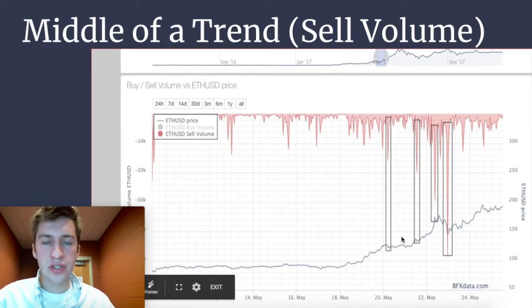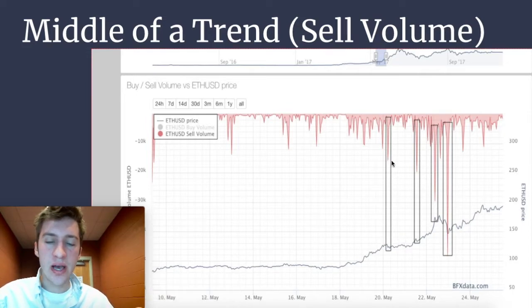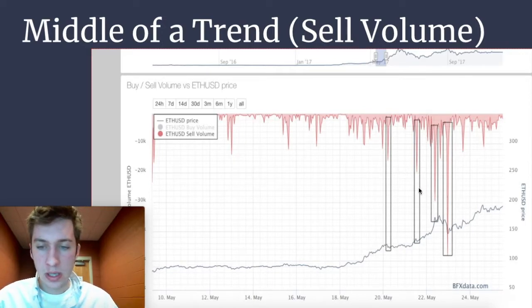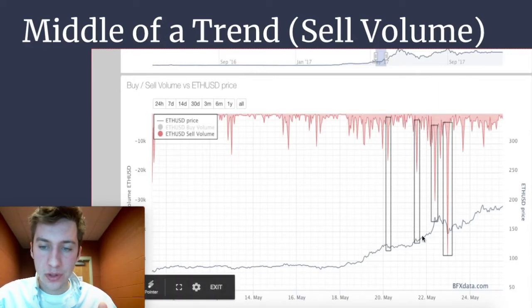So those are the things that you want to see. You want to see high sell volume at market bottoms, and when you see that high sell volume, you do not want the market to move much, okay? Because that shows a strong order book. Same exact situation here. We have very high sell volume in this uptrend, but the market doesn't really do much.